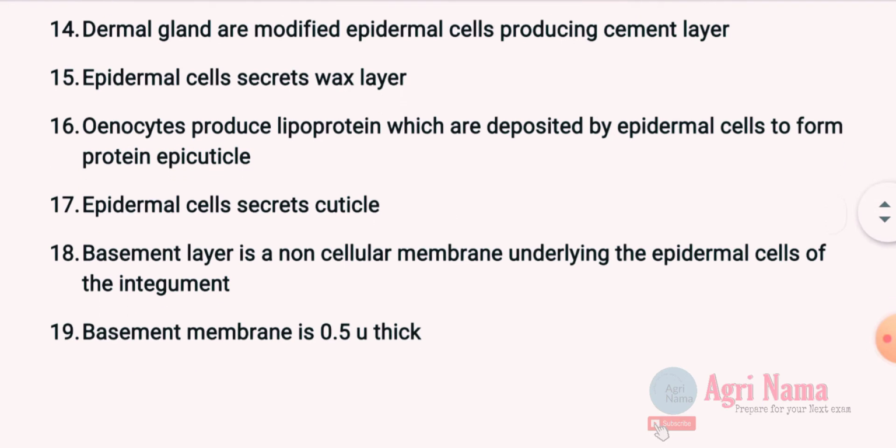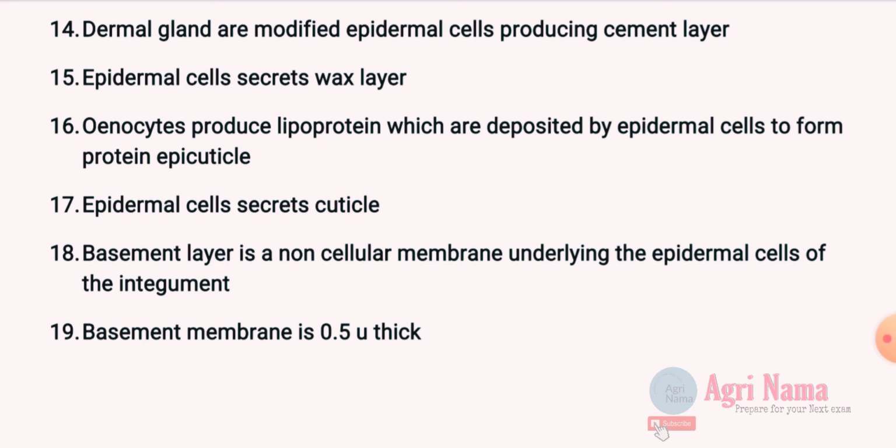Fifteenth, epidermal cells secrete the wax layer. Sixteenth, oenocytes produce lipoprotein which is deposited by epidermal cells to form the protein epicuticle. So the epicuticle is formed by oenocytes because they produce lipoprotein. Epidermal cells secrete cuticle. Seventeenth, epidermal cells secrete cuticle.